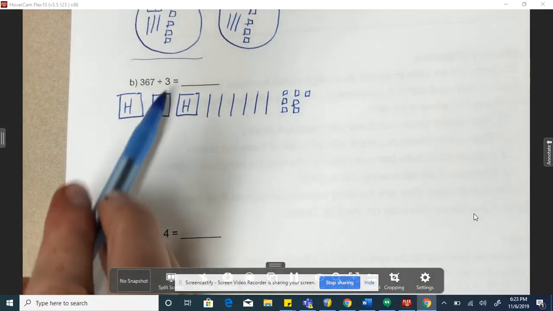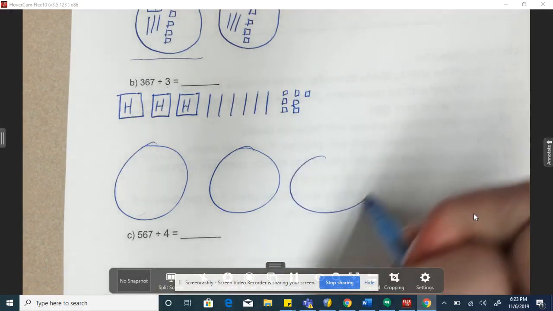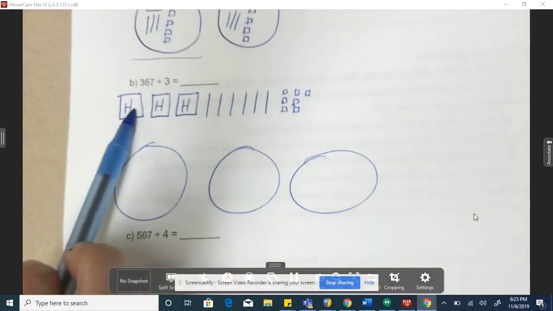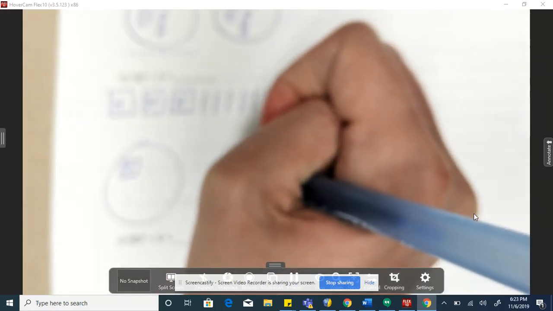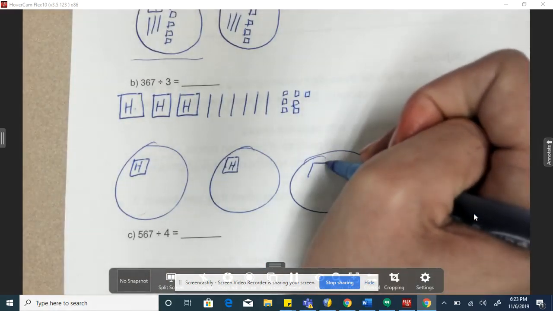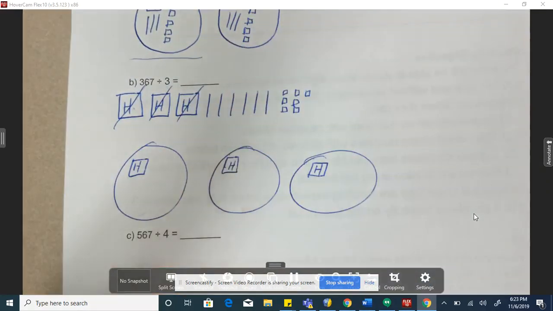Now I'm going to be splitting this between 3 groups. So I'm going to draw 3 groups down here. Let's start with our hundreds. I'm going to place 100 in each of these groups. And now that I've placed them, I'm going to cross them out so I know I've used them.